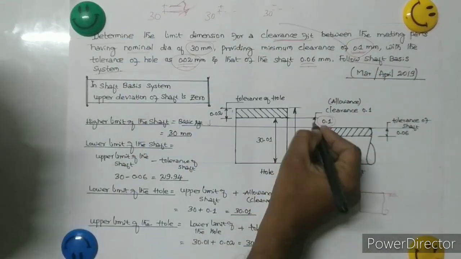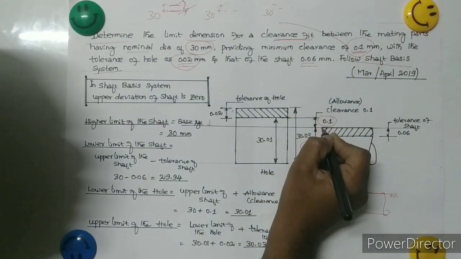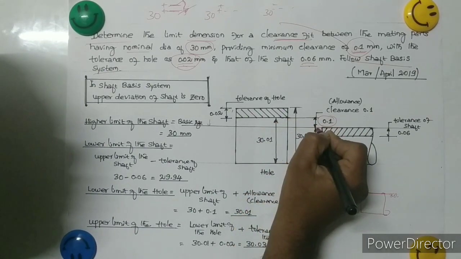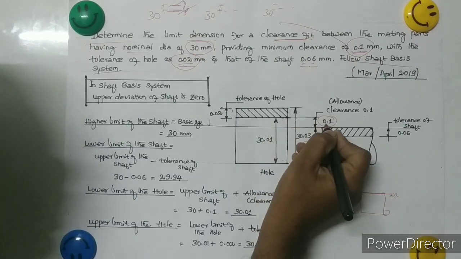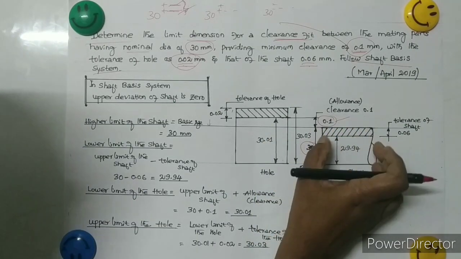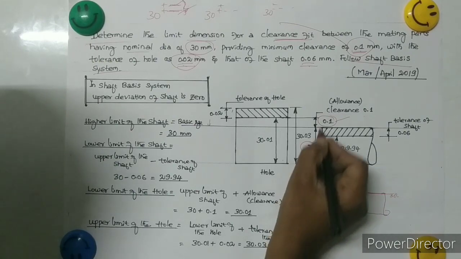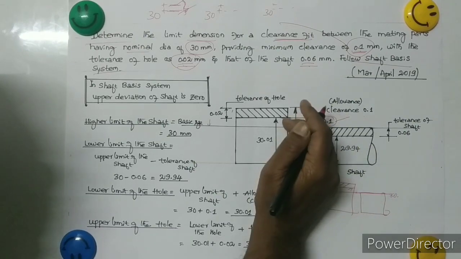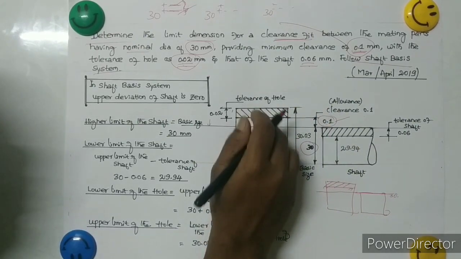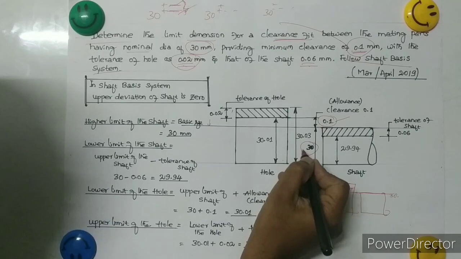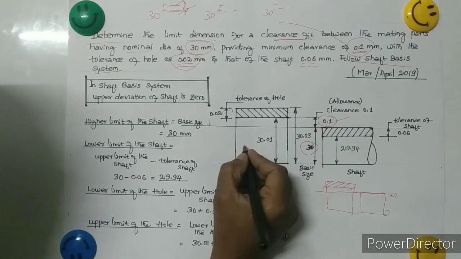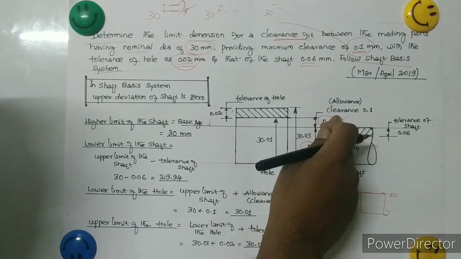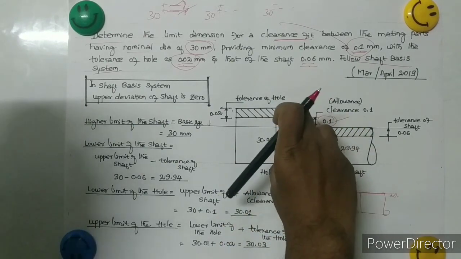Let's start with the basics. What is the clearance? The difference between the upper limit of the shaft and the lower limit of the hole is called the clearance. That is 0.1, given here. To draw the figure, fix the 30 here, then the clearance. That gives your lower limit of the hole. The lower limit of the hole is nothing but the basic size plus the clearance, that is 30 plus 0.1. That is your lower limit of the hole.